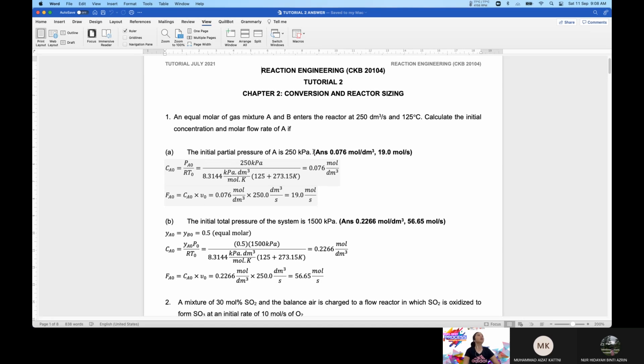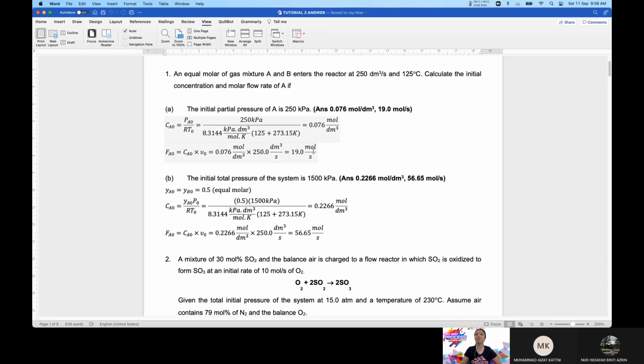Alright. So, I hope you still remember chapter 2. But if you don't remember, it's okay. We will go slowly one by one. Okay. So, the first question. An equal molar of a gas mixture A and B enters the reactor at 250 dm³ per second and 125 Celsius. So, by now you already understand, right? There is some information that is very specific to reactions and very important towards the calculation.